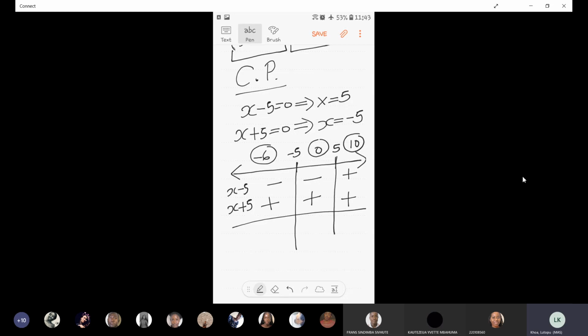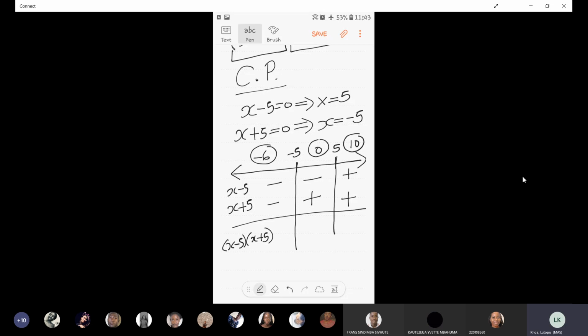Then in the last row, I write my product. This is x minus 5, x plus 5. Negative 6 plus 5 is negative 1, so the first one should be negative. Yes. Okay, thank you. That is correct.